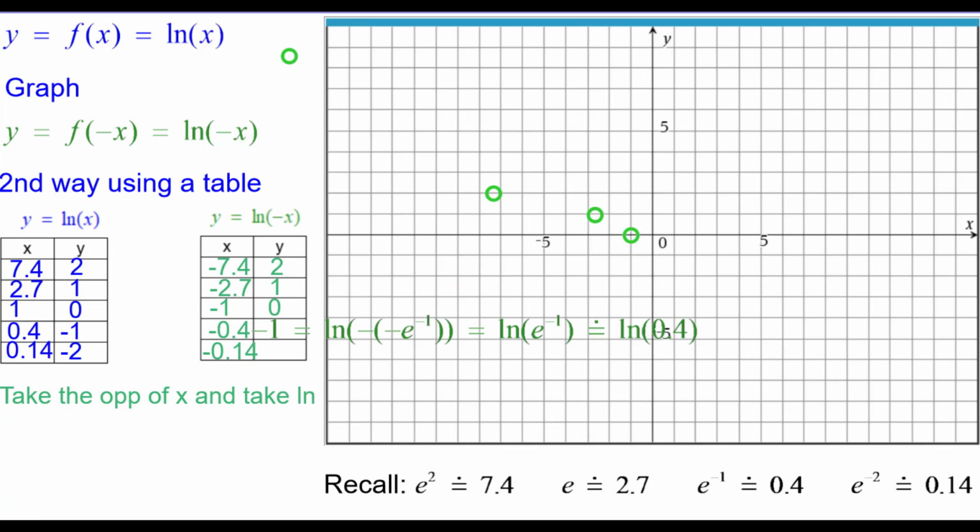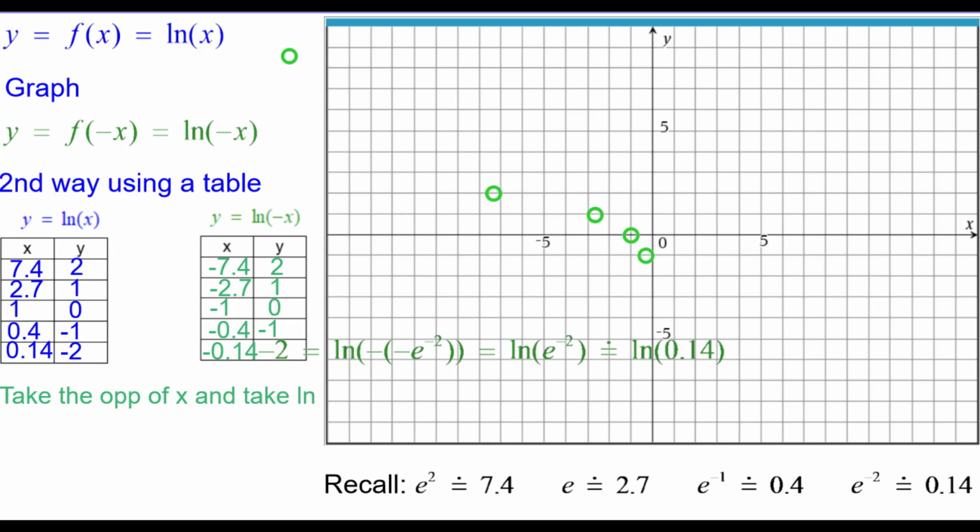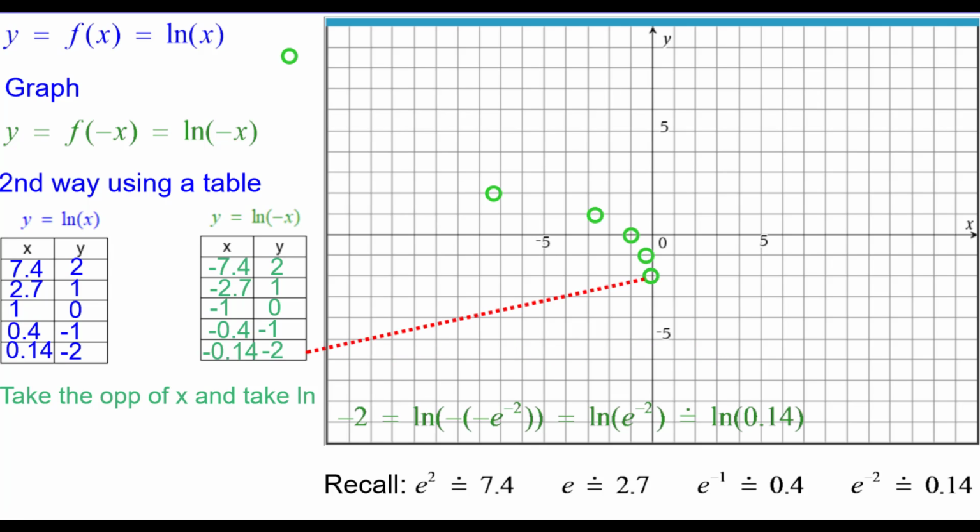The natural log of the opposite of negative e to the -1 is the natural log of e to the -1, which is -1. So -0.4 comma -1. And finally, the natural log of the opposite of negative e to the -2 is the natural log of e to the -2, which is -2. So approximately -0.14 comma -2.